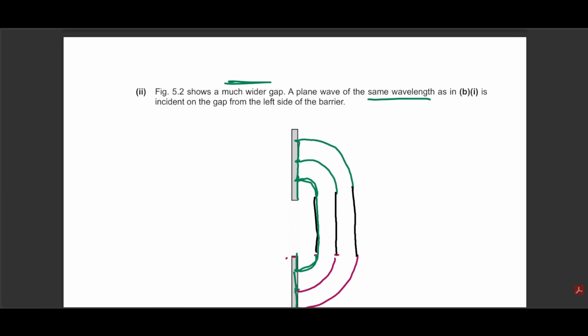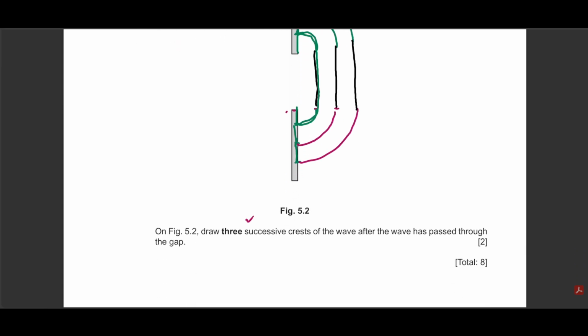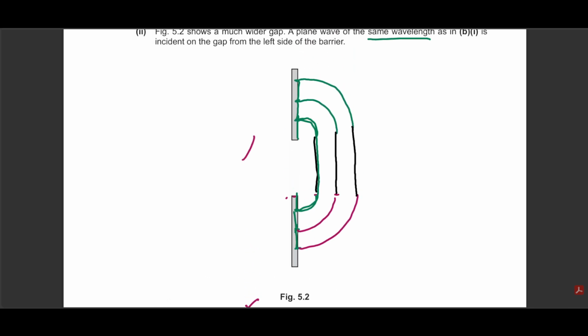So it shows, okay, same as the incident wave, okay, fine. Three successive crests of the wave after it passes through the narrow gap. So we don't have to draw any waves here. We only have to show what happens on the output, as a result of this.